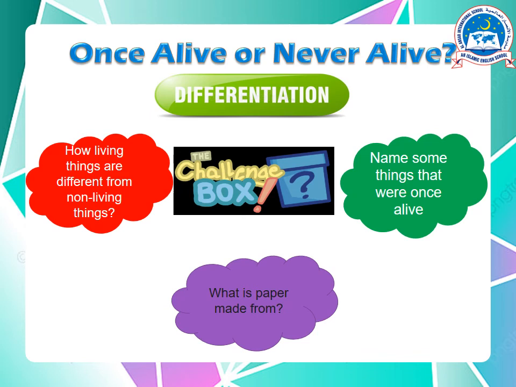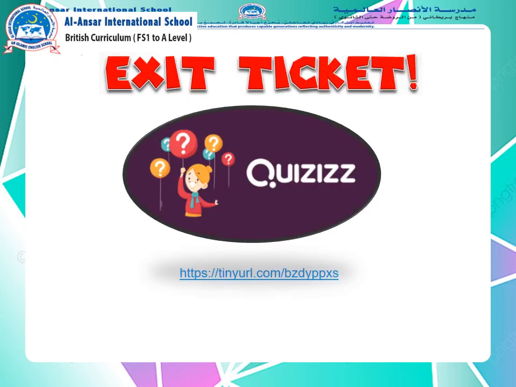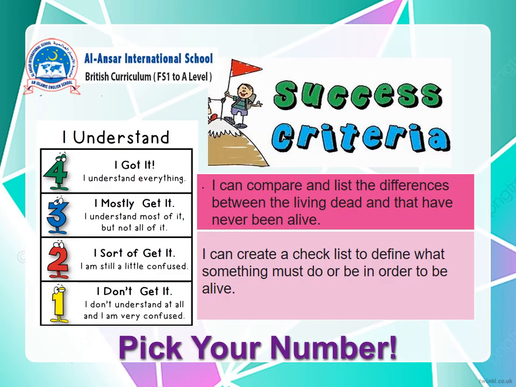Name some things that were once alive. I have given you many examples. Recall and name some. Here is the fun part for you, a link for quizzes. Enjoy it and do let your teacher know about your lesson. So what did we learn today? Can you compare and list differences between living, dead, and things that have never been alive? Can you create a checklist and define what something must do in order to be alive?